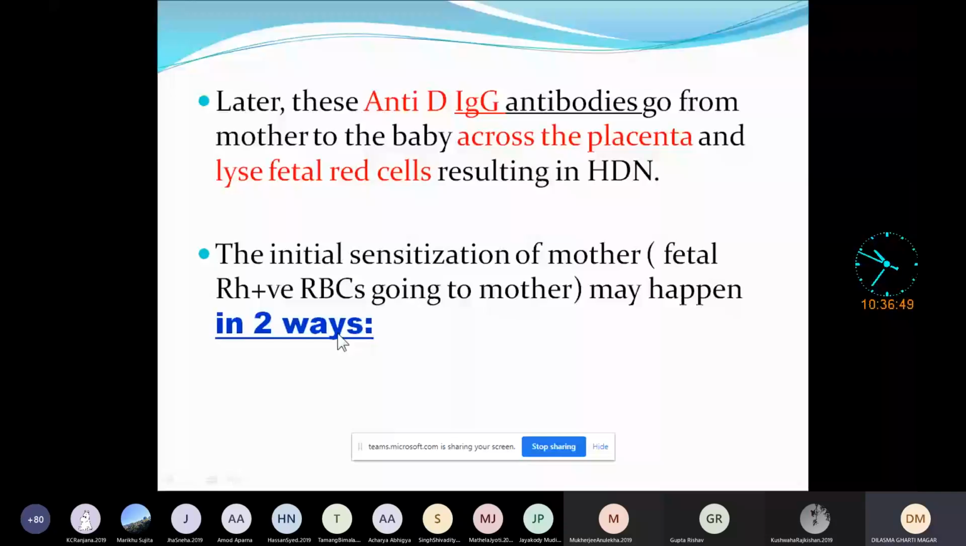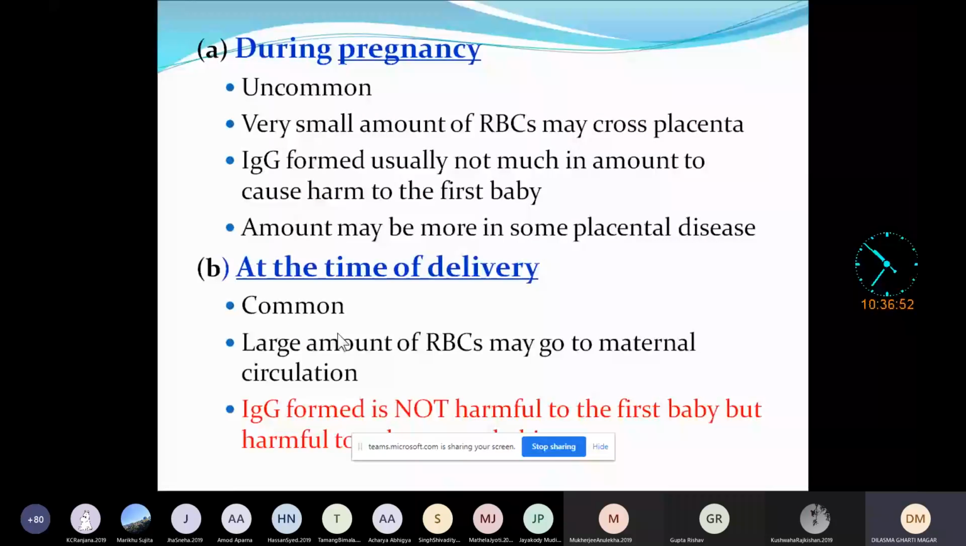So now, one is during pregnancy and another one is at the time of the delivery. During pregnancy, the sensitization is uncommon, it's not common. So a very small amount of the RBC may cross the placenta, and so the immunoglobulin G formed is usually not much in amount to cause harm to the first baby. Understood here? So if the first baby is Rh positive, that time a very small amount of the RBCs may cross the placenta.